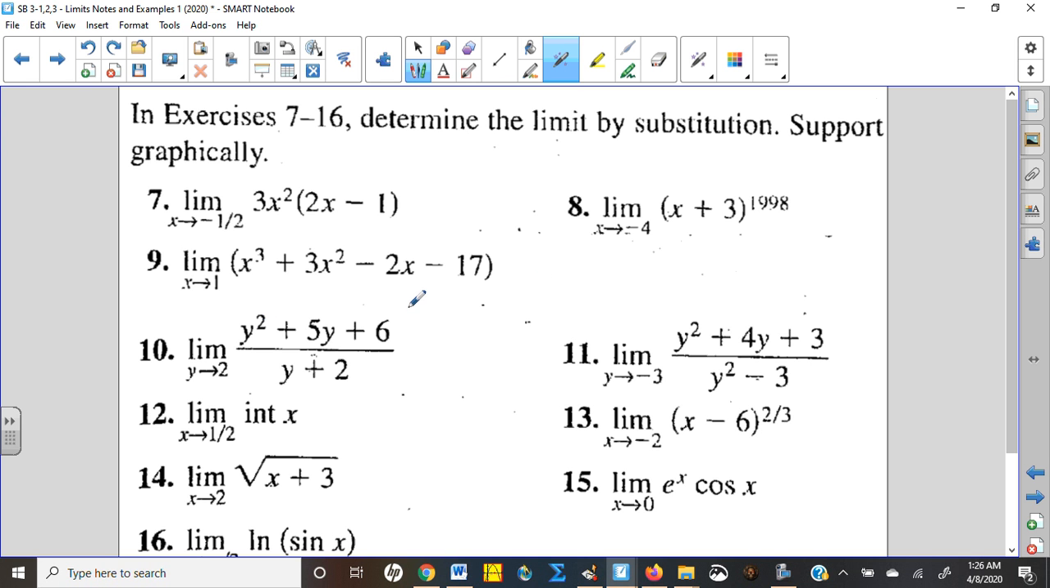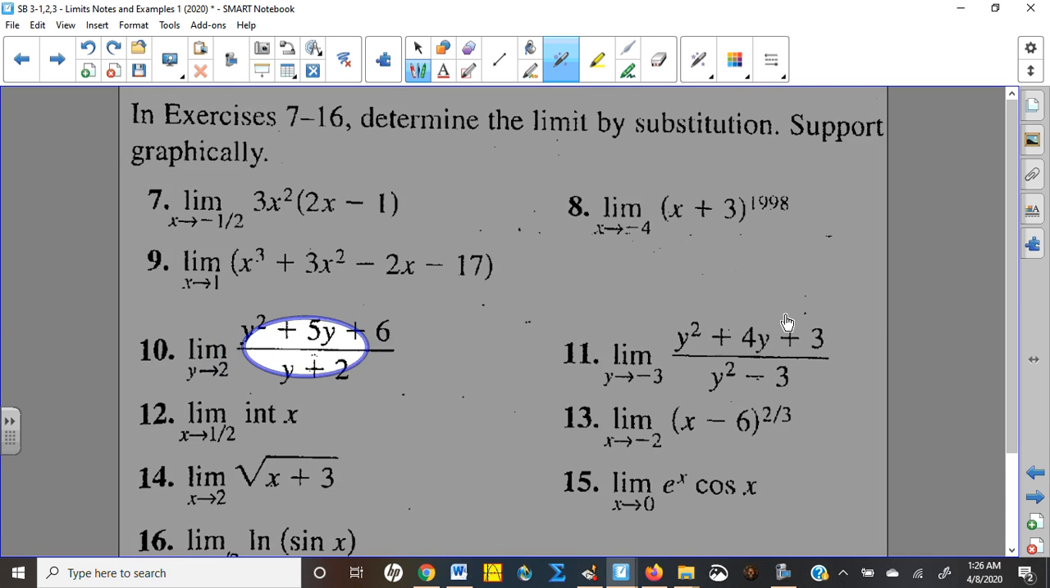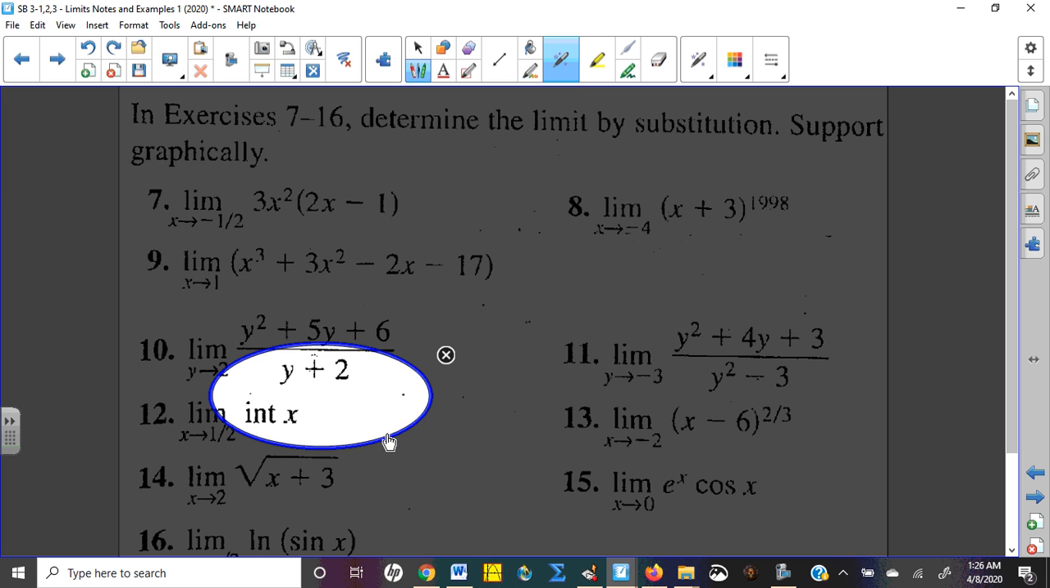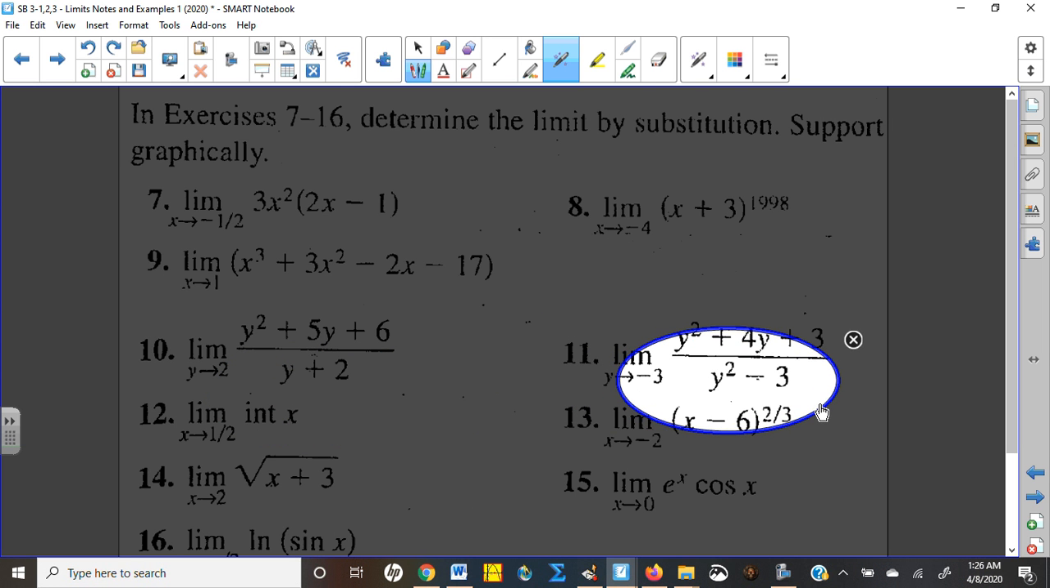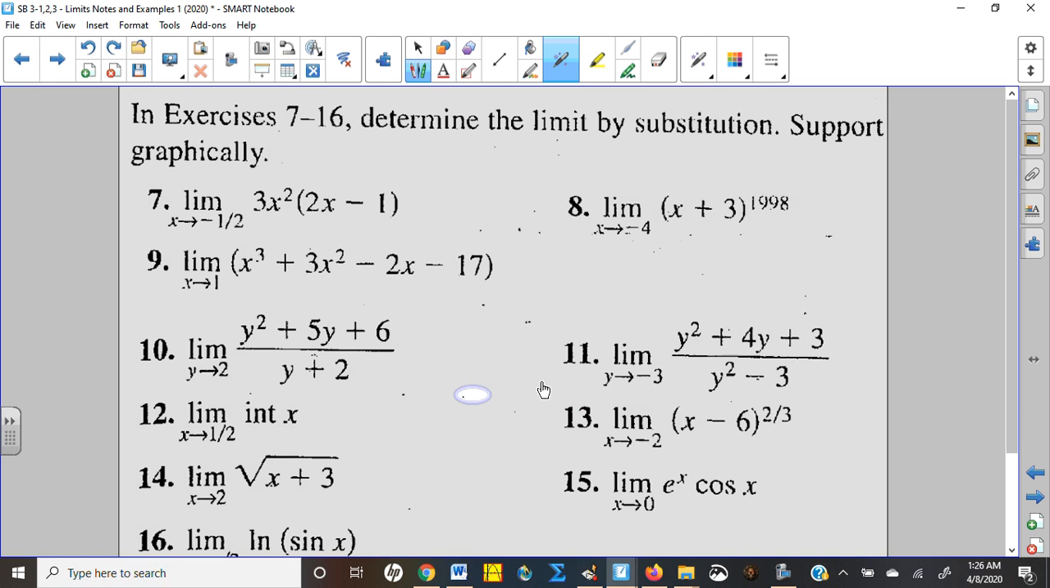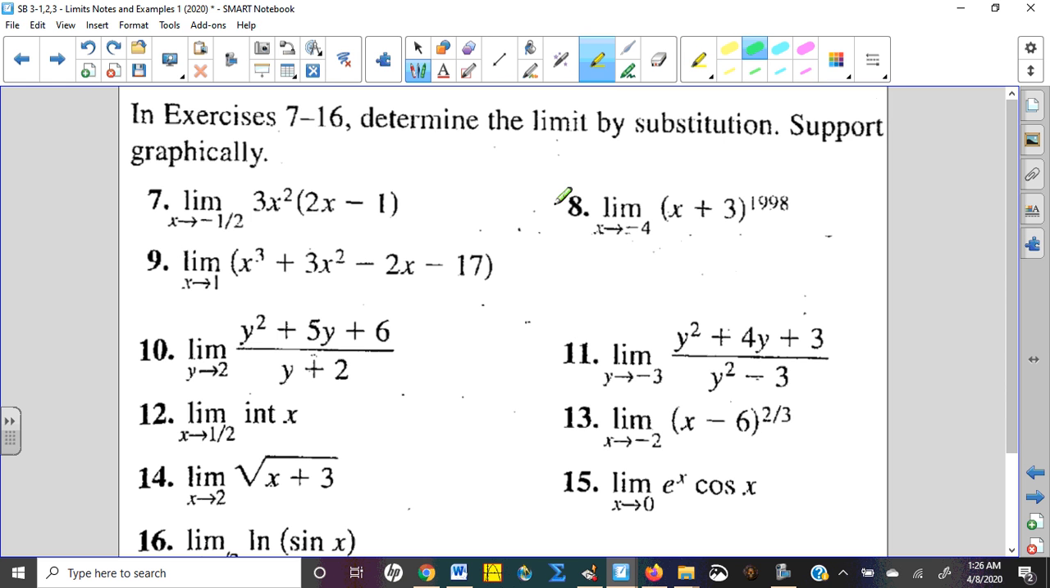Now, number 10 and number 11 are rational functions, so you have to look out. What causes a 0 in the denominator, right? -2. What causes a 0 in the denominator here? It would be the square root of 3. Actually, also the negative square root of 3. So we have problems there, but I know that I'm going to be able to use substitution because I'm not taking the limit at -2. I'm taking the limit at +2. 2 plus 2 is 4. That's not a problem.